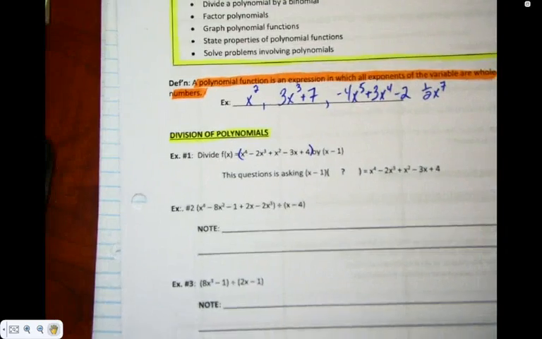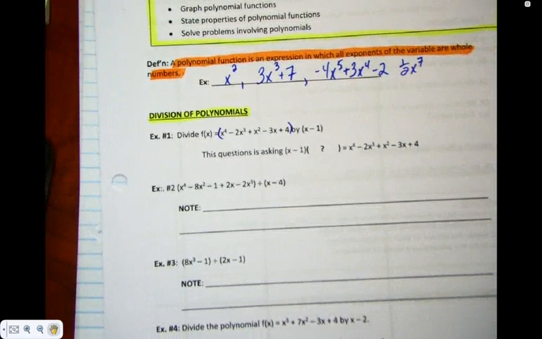Take a look at example number 2. 30 seconds, turn and talk to someone, figure out what's different between 1 and 2. Why is there a note underneath there? What am I going to write down? So what is different from example 2 to example 1?